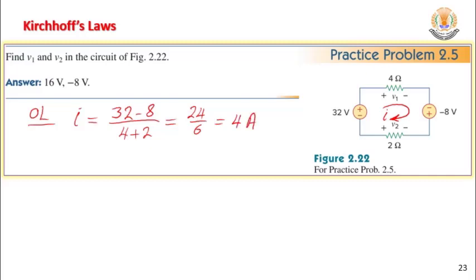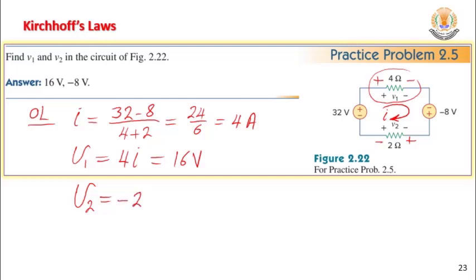Next, calculate V1. V1 is 4 ohms again. Based on my assumption of the current, I have to put the polarity here. For this one, polarity is okay. So I should write 4I, so it will be 16 volts. V2, polarity is not okay, opposite. So I should write minus 2I, so minus 8 volts.